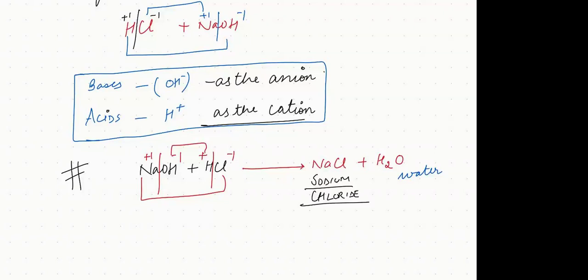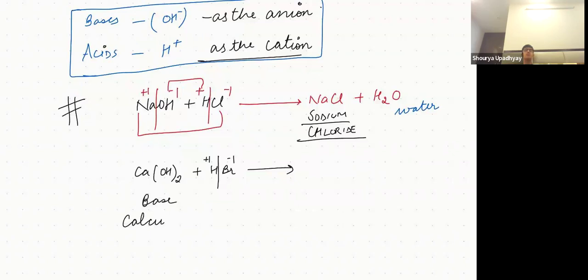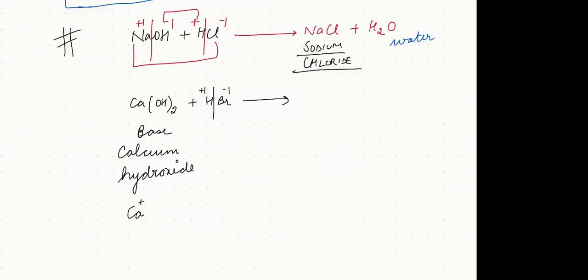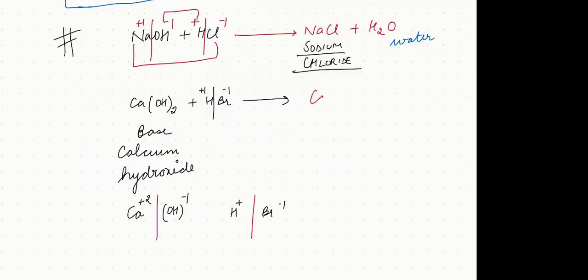Similarly, if I say Ca(OH)2 and we have HBr, which is H plus and Br negative, and Ca(OH)2 is a base, its name is calcium hydroxide. When you break down calcium hydroxide, it becomes Ca plus 2 and OH minus 1. This forms CaBr2, because positive goes with negative, and water is also formed. Once you balance it, you get CaBr2 plus 2H2O.